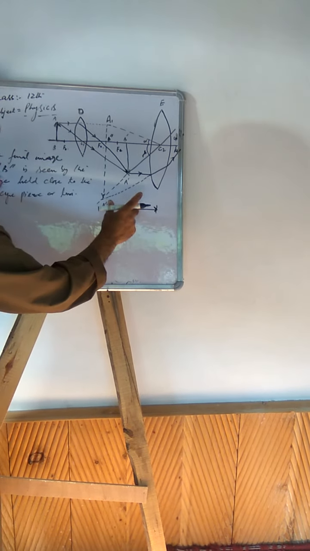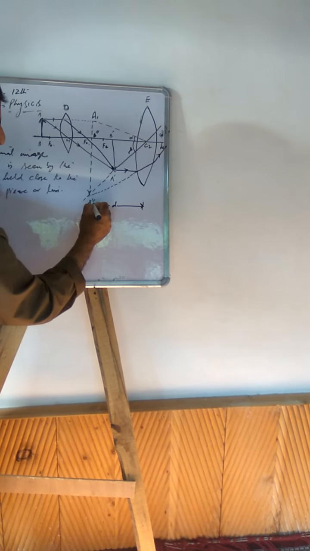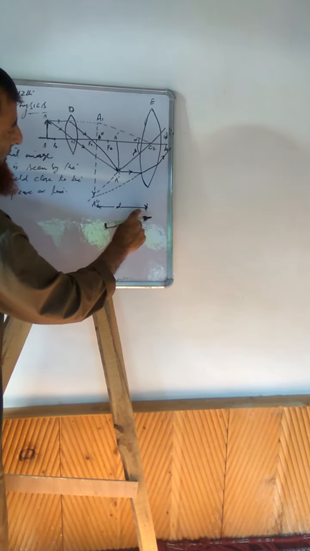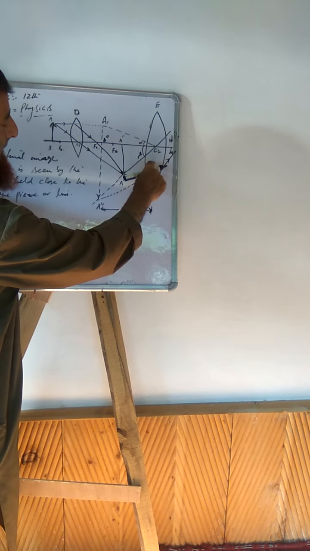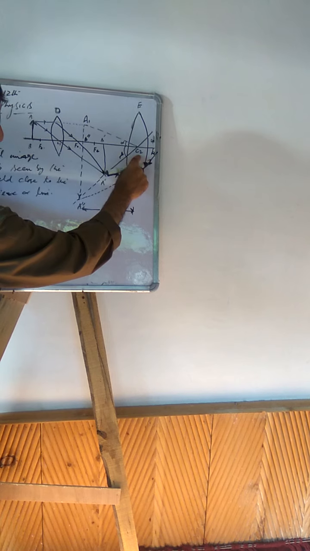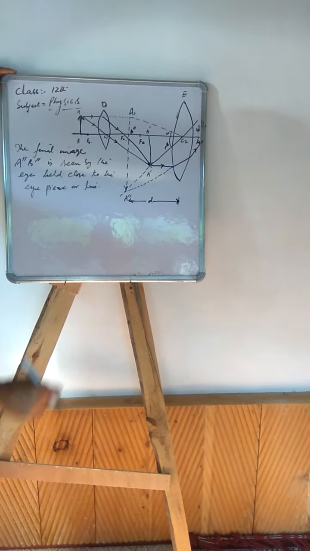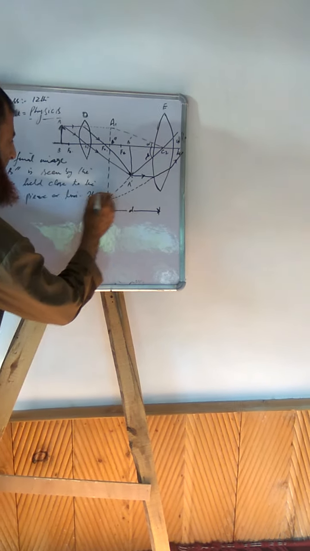Now the arrangements are so made that this final image A double dash B double dash is formed at the least distance of distinct vision from the eyepiece or the eye lens. So this distance C to B double dash is equal to D. What is D? D is the least distance of distinct vision.